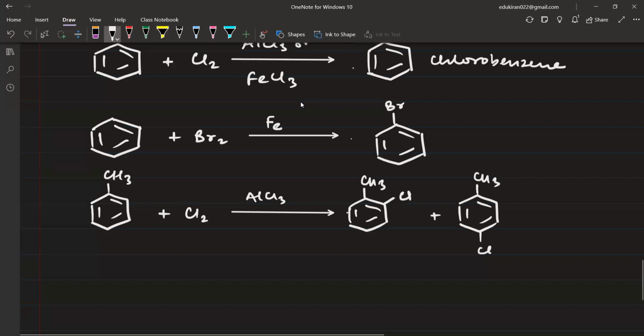Let me write the name here. This is o-chlorotoluene. CH3 attached with benzene is known as toluene. And this will be p-chlorotoluene. P means para.